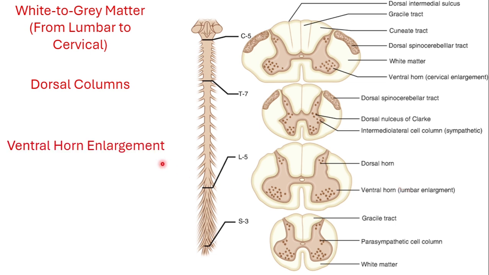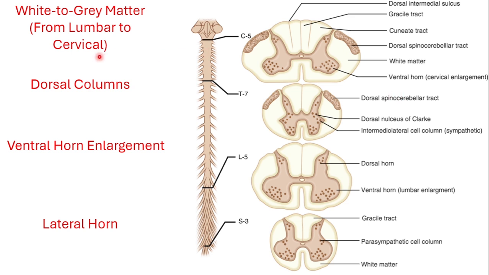And we want to differentiate between them according to the ventral horn enlargement. As you can see, there are some spinal segments with a normal ventral horn, but some have an enlarged ventral horn, such as here and here. And the last factor is the lateral horn presence. Some spinal segments have lateral horns and some don't.